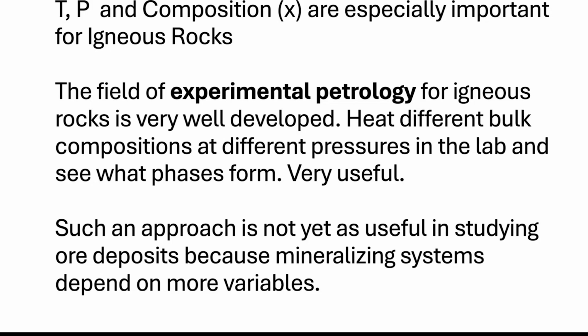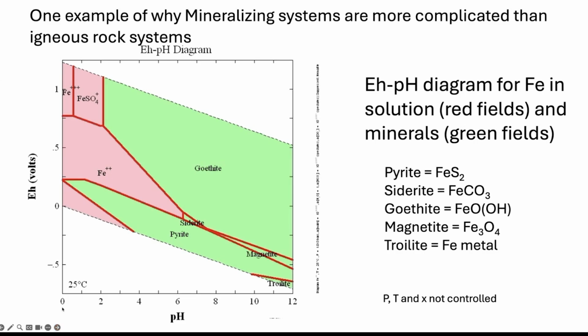But it's not nearly as useful for studying ore deposits because mineralizing systems depend on so many more variables, right? If you know you've only got 3 variables you have to worry about, temperature, pressure, and composition, phase diagrams are attractive, but how many variables do we really need to worry about in a mineralizing system? I don't know, but it's more than 3. So this is a good example of why mineralizing systems are so much more complicated than igneous rock systems.